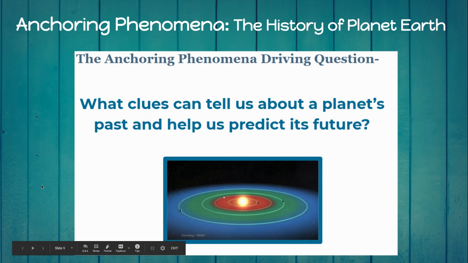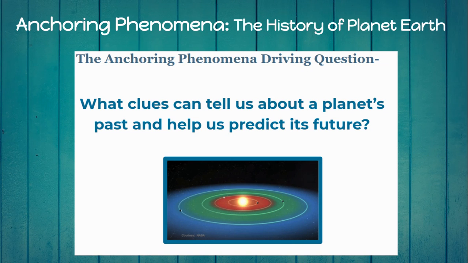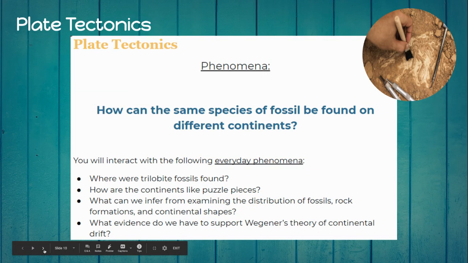Our anchoring phenomena, the history of planet Earth. The anchoring question is what clues can tell us about a planet's past and help us predict its future? In this scope, we'll be focused on plate tectonics. So phenomena. How can the same species of fossil be found on different continents?